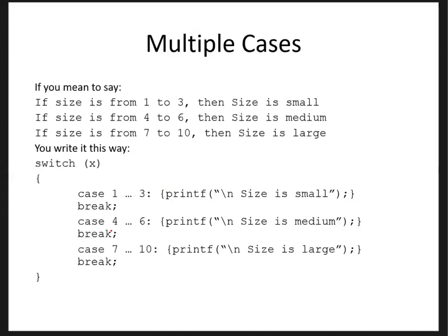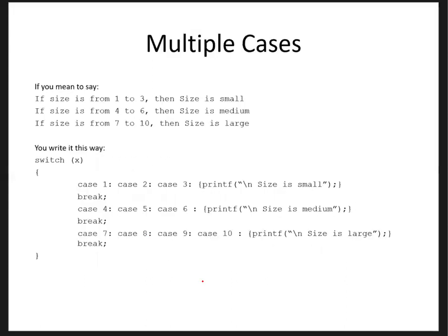Okay, if the case is from 4 to 6, this is again how to declare it, and then it will print medium and so on. So this is how you declare it if you're dealing with multiple cases, or you could do it also this way. Case 1, case 2, case 3. So it means that if the case is from 1 to 3, it will print size is small. If it is case 4, 5, 6, or from 4 to 6, that is medium. If it is 7, 8, 9, 10, or from 7 to 10, then that is large.